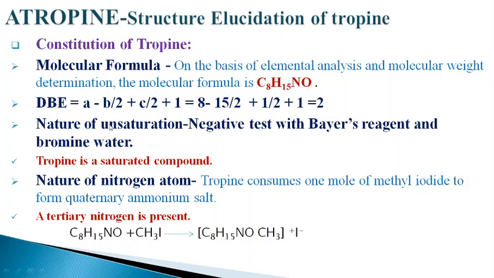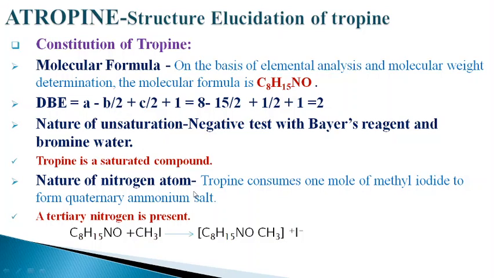The next step is to determine the nature of unsaturation. It is given by the following reactions with Baeyer's reagent and bromine water. With both these reagents, tropine showed a negative test, which means that olefinic double bonds are absent in tropine, and tropine is a saturated molecule. So the double bond equivalence corresponding to 2 means 2 rings may be present in tropine.